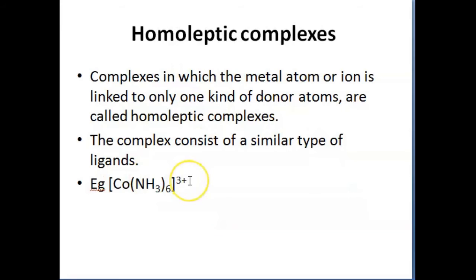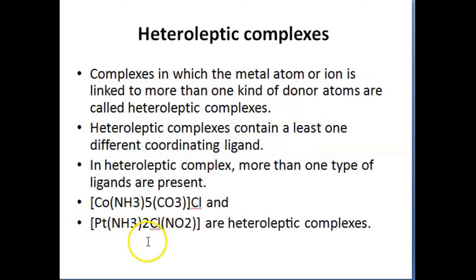The third one is homoleptic complexes. Complexes in which the metal atom or ion is linked to only one kind of donor atom are what we call homoleptic complexes. So here the complex will consist of a similar type of ligands. For example, [Co(NH3)6]3+.